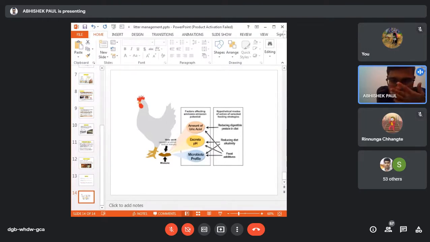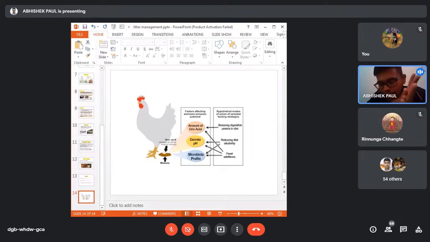The same thing happens in birds also. If the birds are inhaling the ammonia produced from the litter material, then the respiratory tract will get damaged. Second, there will be an eye problem like conjunctivitis, and third is a leg problem, hock burn, where there will be damage to the poultry feet and legs. For the time being, just try to remember these three points.